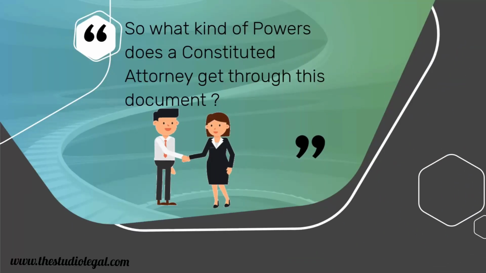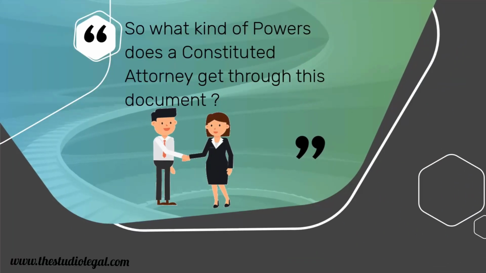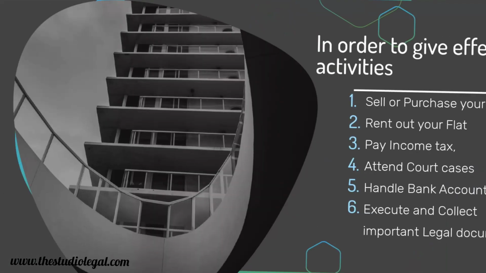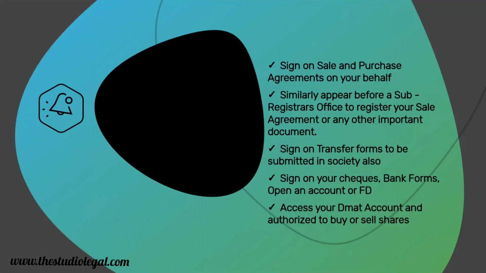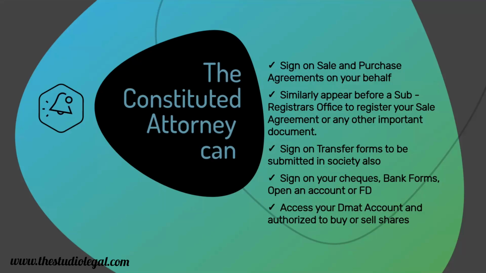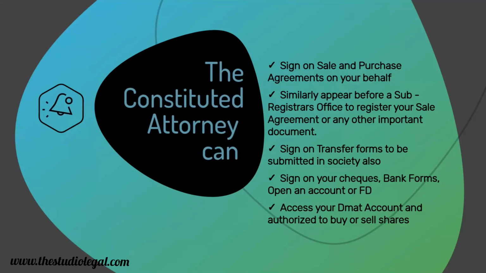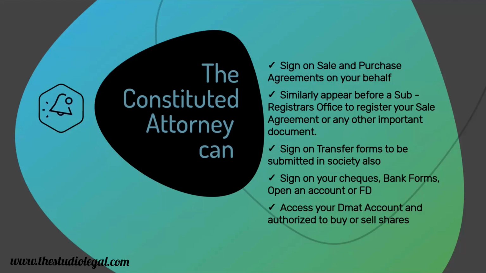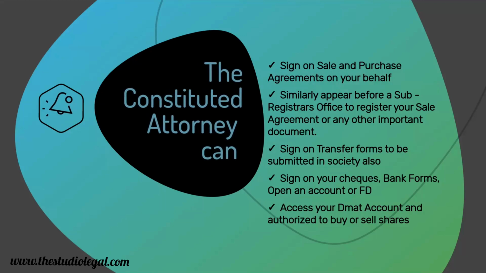So what kind of powers does a constituted attorney get through this document? Simple. The constituted attorney can sign on all the important documents on your behalf, which includes the sale and purchase agreements. Similarly, this person has the right to appear before the sub-registrar's office on your behalf and register all these important documents and transfer the property in your name or any other person's name. He can also sign on the transfer forms which need to be submitted before the society to transfer a property from one person's name to another person's name.